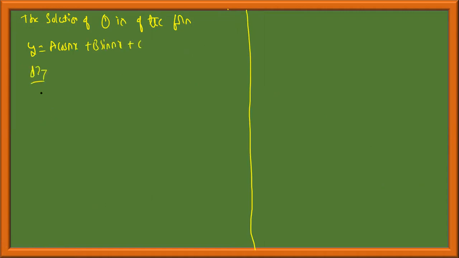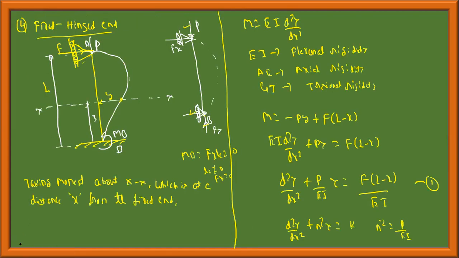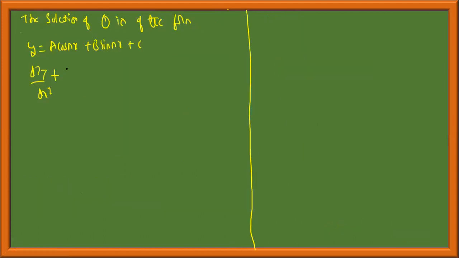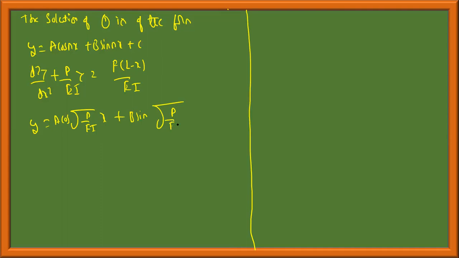d square y by dx square plus P by EI into y is equal to f of (L minus x) by EI. Now this is of the form y is equal to a cos root(p by EI) into x plus b sin root(p by EI) into x plus c. We need to find c.